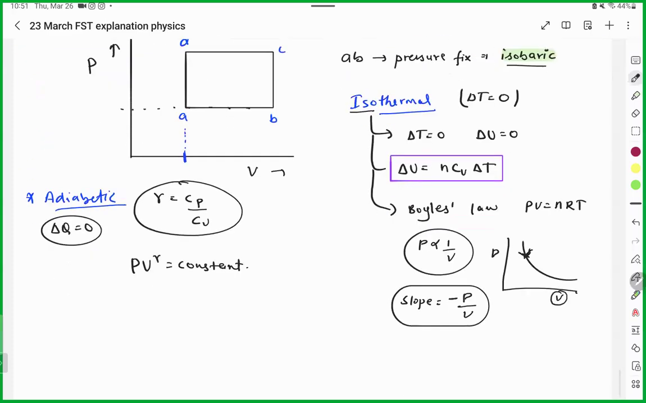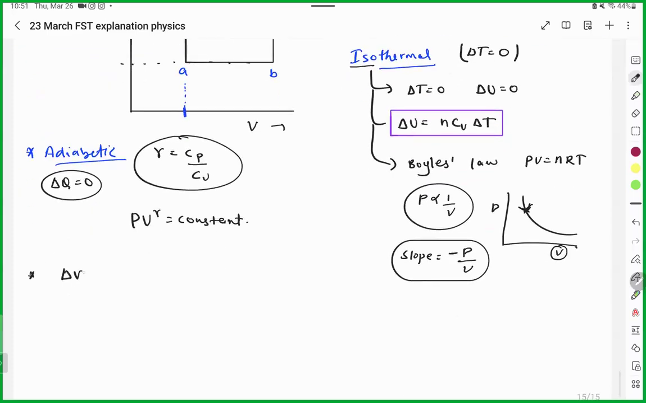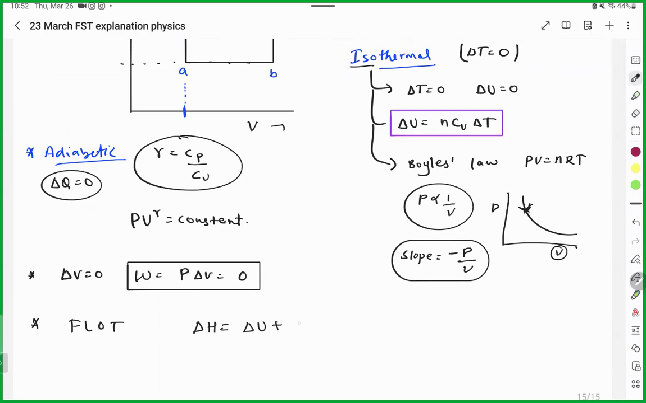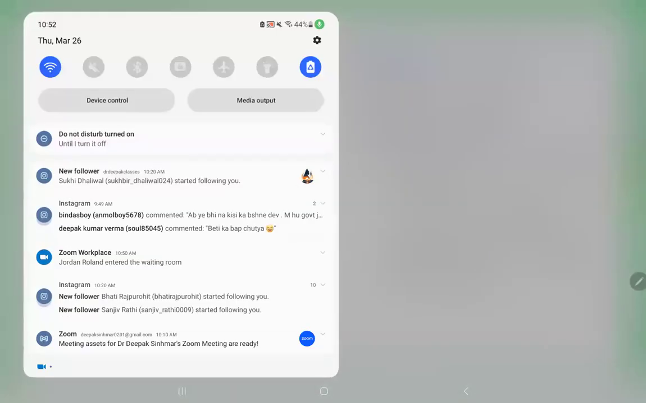Isothermal, isochoric. In isochoric, when change in volume is zero, then you know work done is equal to pressure into change in volume, so it will be zero. Everywhere you will apply the first law of thermodynamics, which says that your delta H will be equal to delta U plus work done. This is your first law of thermodynamics in physics, very important.